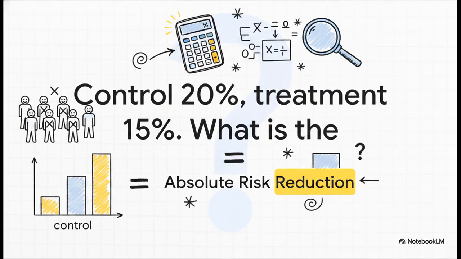Let's actually put this into practice. I want you to actively pause the explainer right now and calculate the ARR using these fresh clinical numbers. Ready? Your control group risk is 20%. Your treatment group risk is 15%. So what is your absolute risk reduction? Take a quick second and do the math.